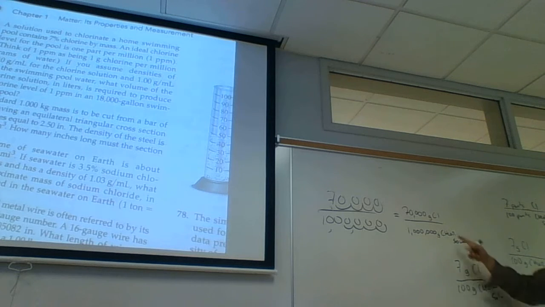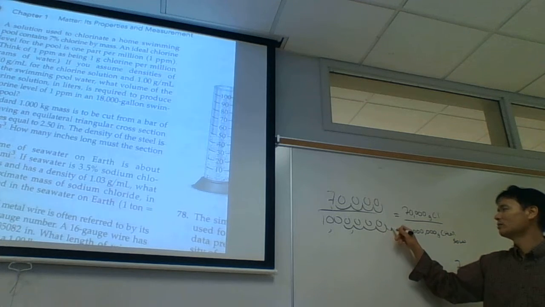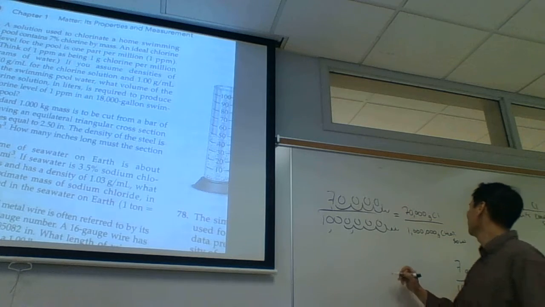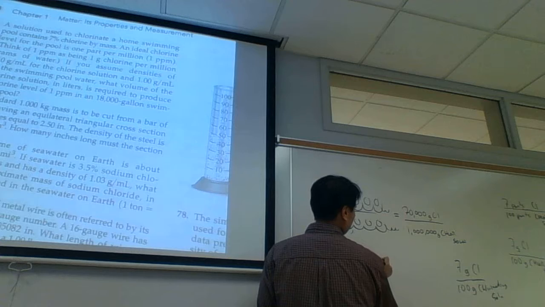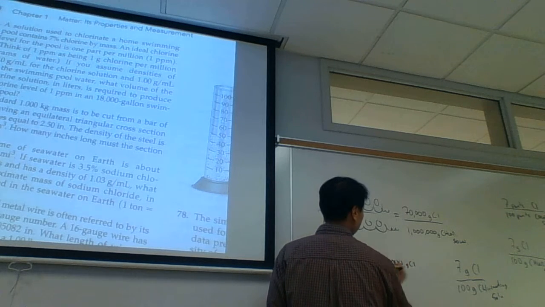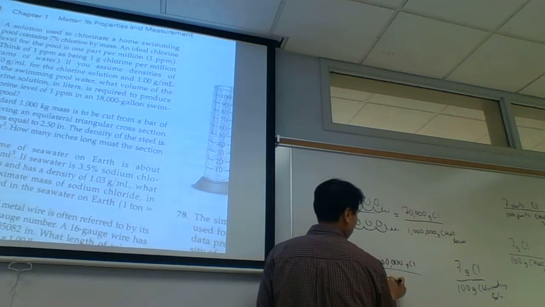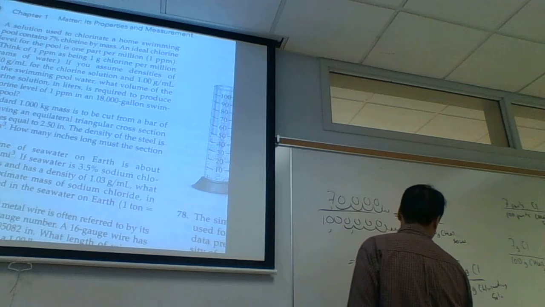And so this is the same. Let's say I had 1 billion. If I had 1 billion, then I just need to add 3 more zeros. 1, 2, 3, add 3 more zeros here. So if I had 1 billion, it would be equal to 70 million grams of chlorine for every 1 billion grams of chlorinating solution.